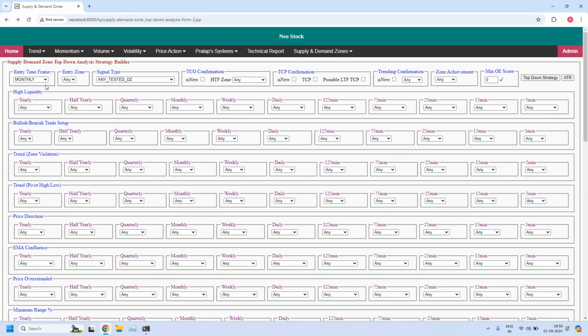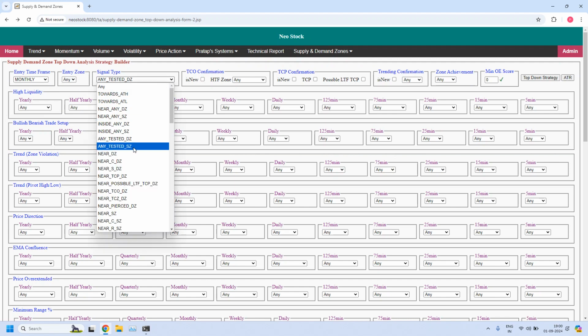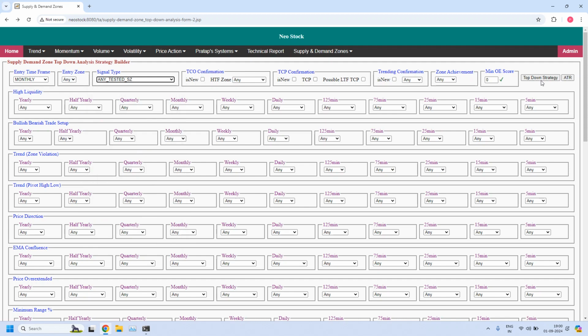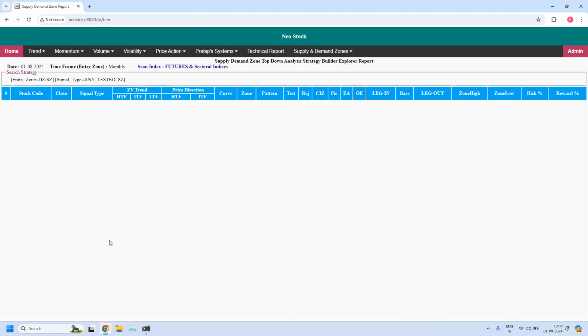Next, let us find the stocks for monthly time frame where monthly supply zones are tested during this month. So none of the supply zones are tested during this month. Maybe there is a possibility that some of the monthly supply zones are tested and then immediately violated. That possibility is also there. But currently we don't have active stocks.